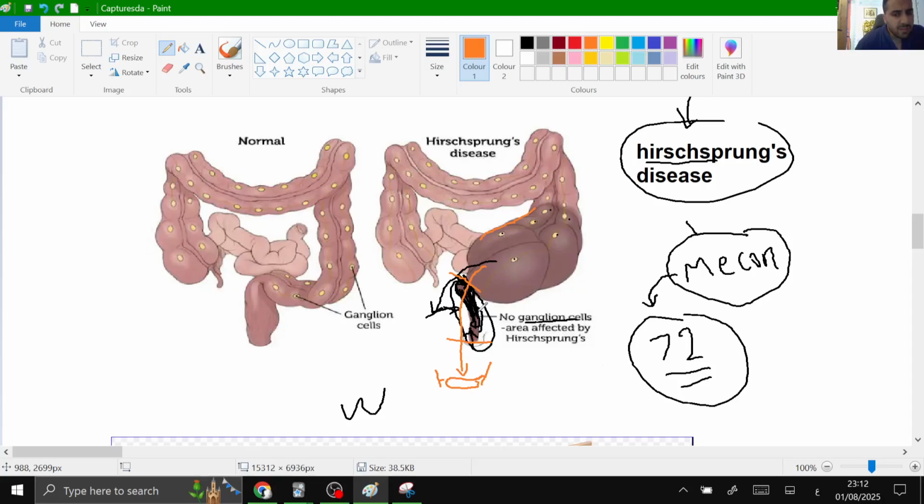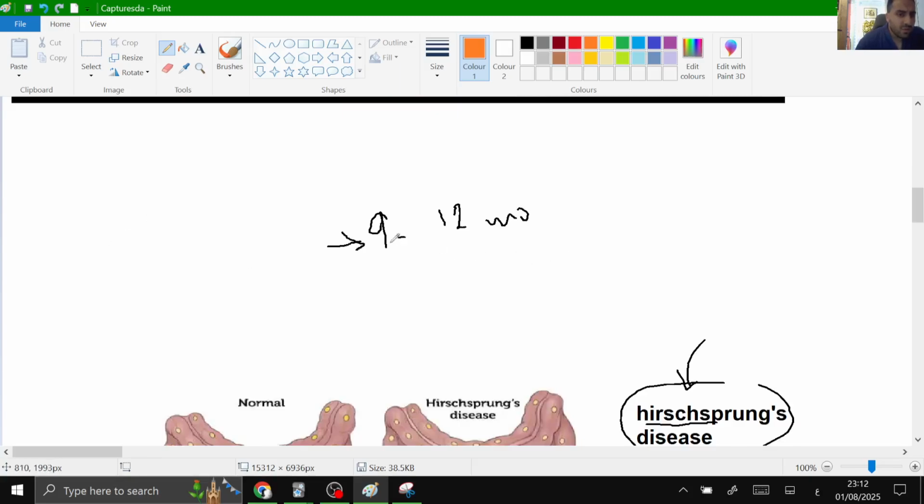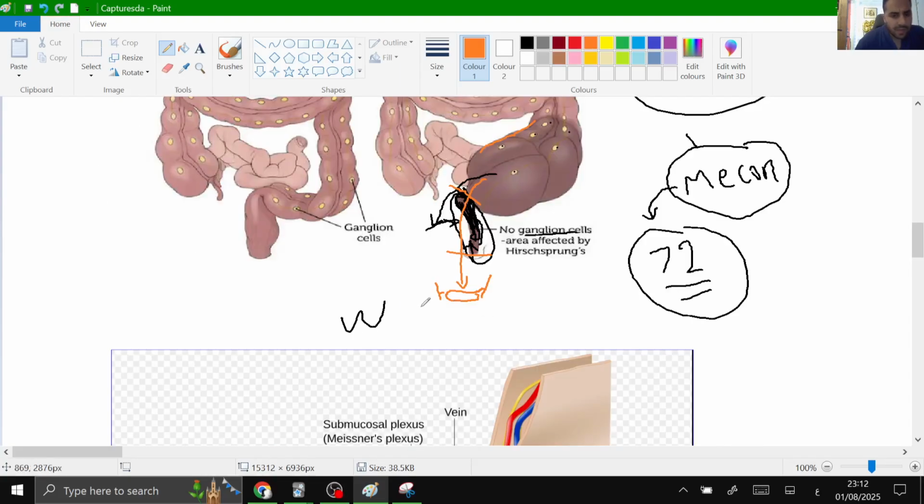Will it affect the baby if we remove a small segment? Listen, the length of the whole intestine is about 7.5 meters. So if we remove half a meter, that's fine, because the baby will still have 7 meters, and they will live a normal life.